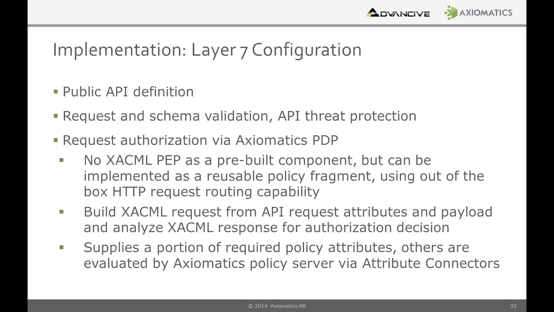Now, Layer 7 itself does not have a built-in XACML PEP, at least it didn't have it as of version 8.0. But we can still implement that functionality as what they call a reusable policy fragment, using out-of-the-box HTTP request routing capability. And I will show you how that's configured in Layer 7. And we will essentially have to build the exact.